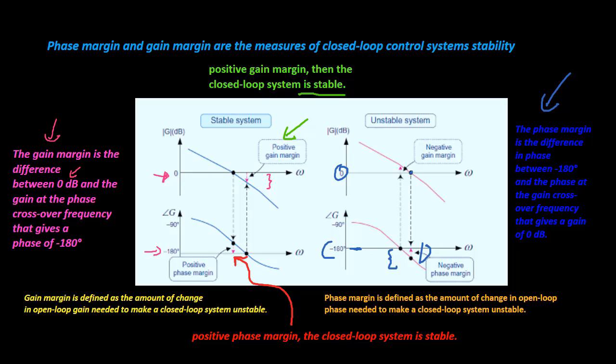If a closed-loop system is stable, both the gain margin and the phase margin need to be positive. In general, the phase margin of 30 to 60 degrees, and the gain margin of 2 to 10 decibels, are desirable in the closed-loop system design.